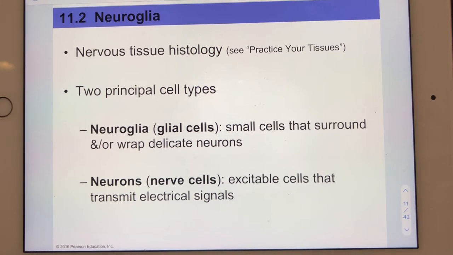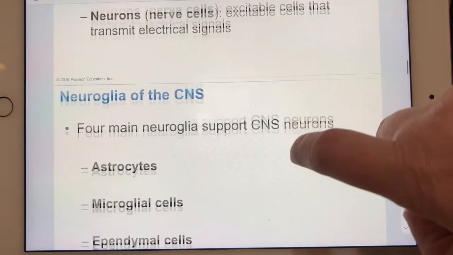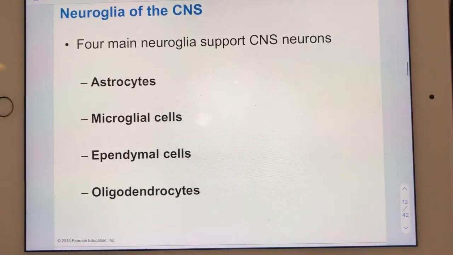First, let's talk about neuroglia. And in the central nervous system, there are four types of neuroglia. Astrocytes, microglia or microglial cells, same thing, ependymal cells, and oligodendrocytes. I know, that sounds like I'm kidding, or I made it up. I would make that up. But sorry, I didn't.